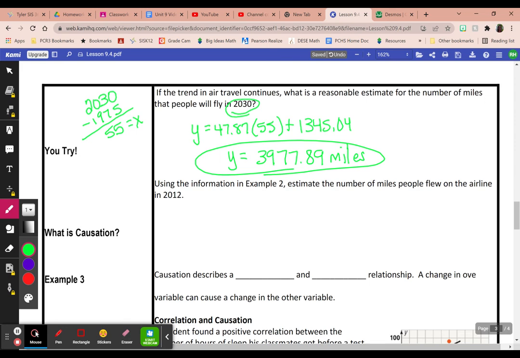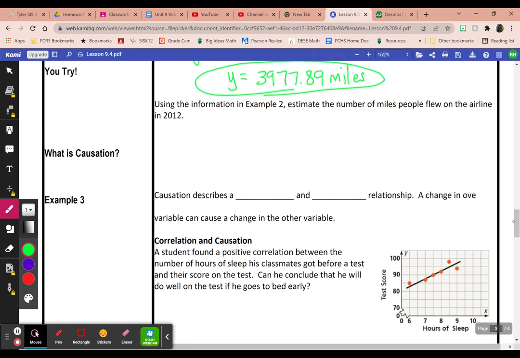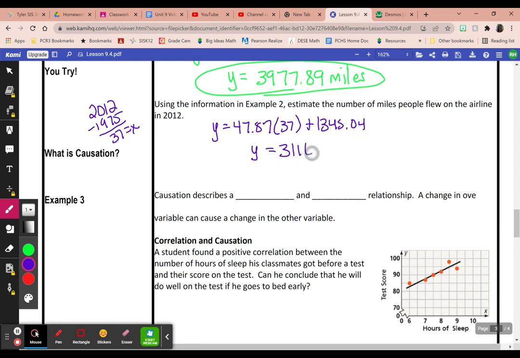Okay, so then using the information in example 2, estimate the number of miles people flew on the airline in 2012. So you guys do that one real quick. Pause and see what you get, and I'll show you my answer. Okay, so if you're coming back, 2012 minus 1975 would be 37 for my X. Again, we're going to type it in the exact same way. Times 37 plus 1345.04. And your answer should have been 3,116.23 miles.